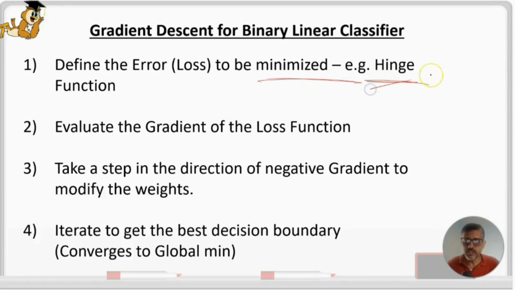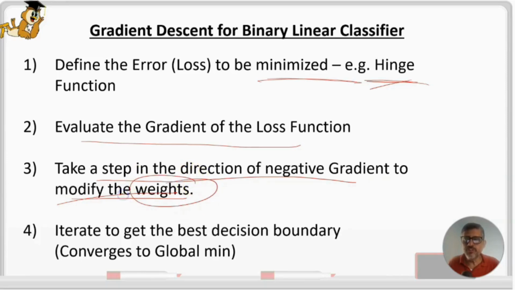You can select the hinge function or the logistic loss function, define the error to be minimized, evaluate the gradient of the loss function, which we saw, the standard approach to solving the gradient descent problems. Take a step in the direction of negative gradient to modify the weights. The weights are the coefficients of the feature variables, going back how the weights came into the picture. And we iterate to get the best decision boundary, right? So we keep iterating to get the best weights.